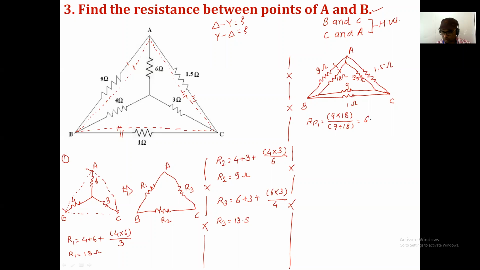6 ohm. Similarly, RP2, now look at these two branches, 9 and 1, they are also connected in parallel. So the product of the two resistances divided by the summation of the two resistances, I think it should be 0.9 ohm, because 9 divided by 10 it comes. Similarly, RP3 is equal to, now for these two, the product of the two resistances 13.5 multiplied by 1.5 divided by the sum of the two resistances 13.5 plus 1.5, which is equal to 1.35.